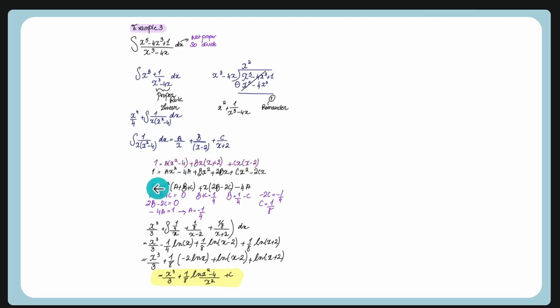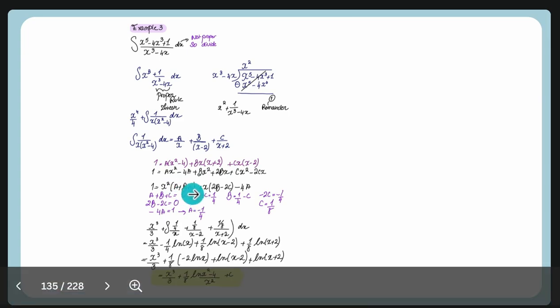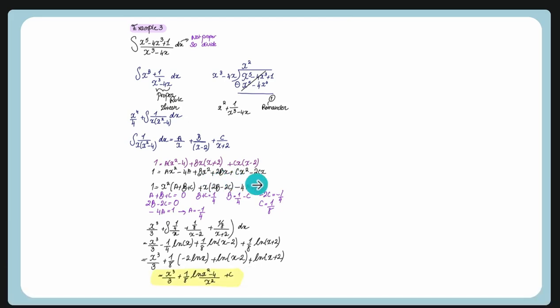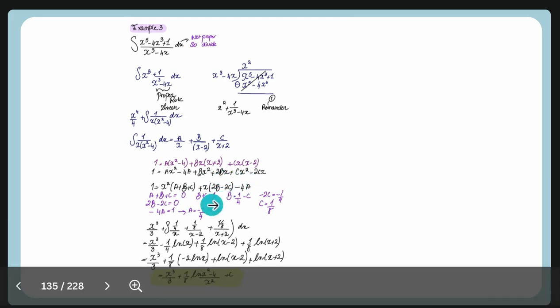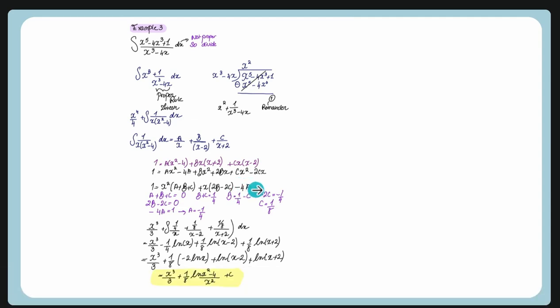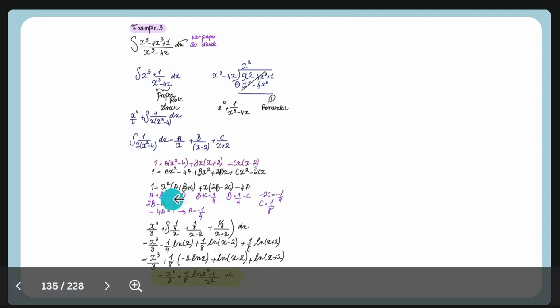The integral of 1 over x times x squared minus 4 dx, you put it into 3 main parts. So a over x plus b over x minus 2 plus c over x plus 2. So you'll have 1 is equal to a times x squared minus 4 plus b times x plus 2 plus c times x minus 2. So you will have 1 is equal to ax squared minus 4a plus bx squared plus 2bx plus cx squared minus 2cx. So you find your a, your b, and your c. Then you put it in there and then you will integrate.